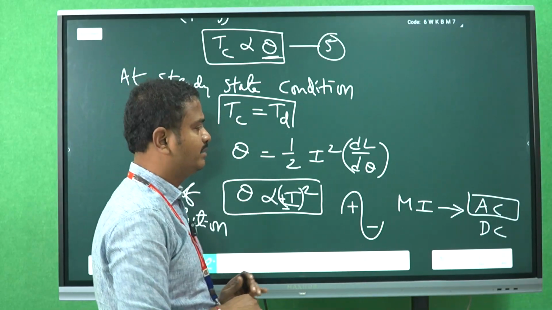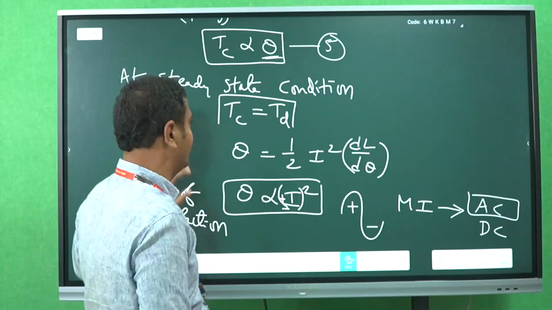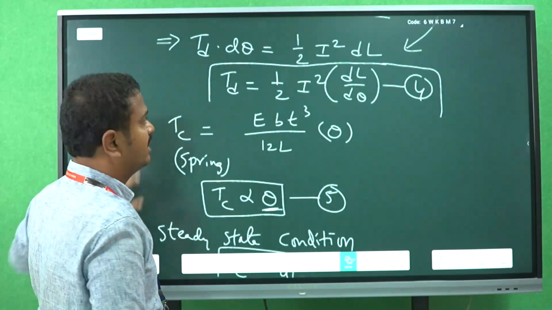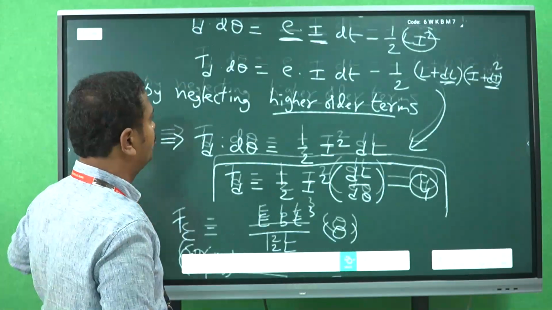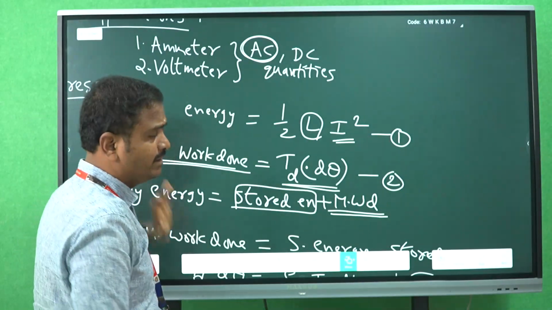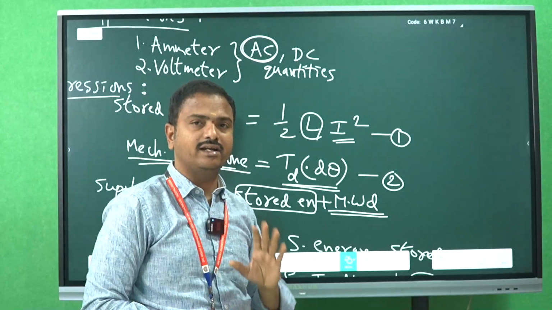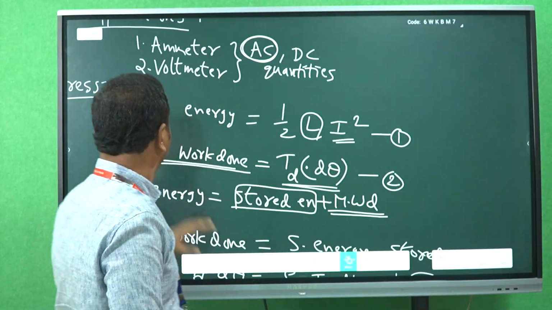Clear? So this is about moving iron instruments. In the previous class, I explained about the PMMC instrument, and in this class, I explained about the moving iron instrument. Both PMMC and MI instruments are indicating instruments and analog instruments.